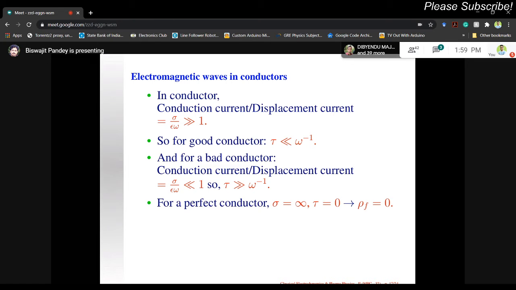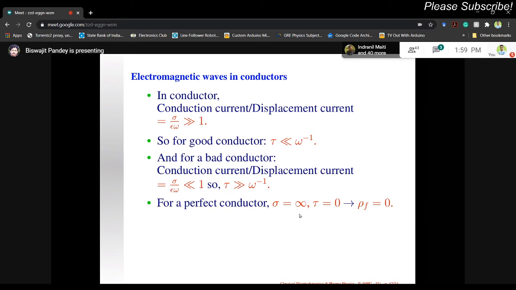I should also mention that a perfect conductor is, of course, an idealized case. You should not believe it. Sigma equals infinity. I am not talking about a superconductor, it's a perfect conductor. So sigma equals infinity. How do we define tau? Tau is epsilon by sigma, and sigma infinity means tau is 0.